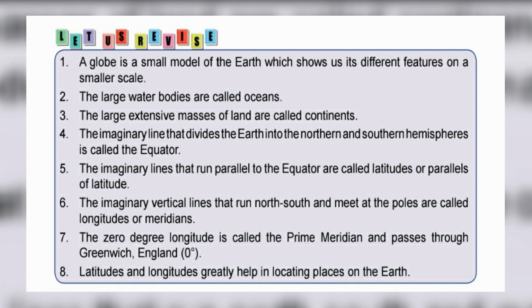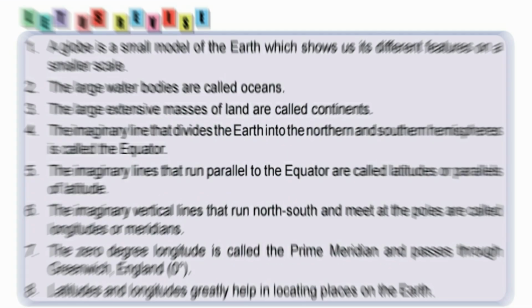Sixth point, the imaginary vertical lines that run north, south and meet at the poles are called longitudes or meridians. Seventh point, the 0 degree longitude is called the prime meridian and passes through Greenwich, England, 0 degree. Eighth point, latitudes and longitudes greatly help in locating places on the earth. That's all in this lesson.